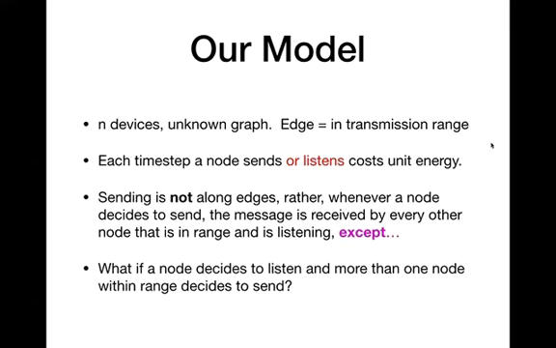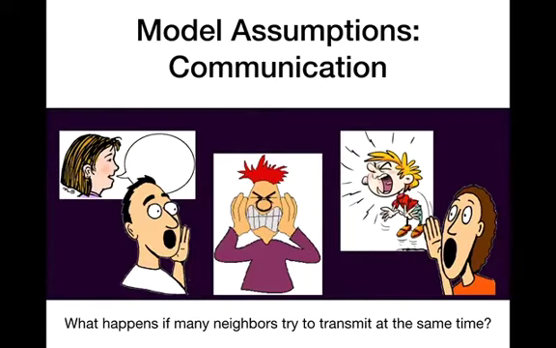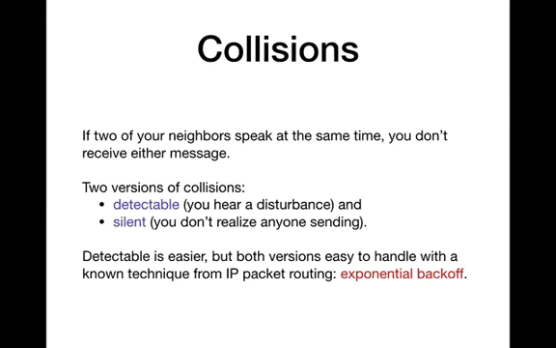Except, what happens if a node decides to listen and more than one node within range decides to send? Okay, so this is like when lots of people are trying to talk to you at the same time and you can't hear anything because there's too much noise. So if two of your neighbors try to speak at the same time, you don't hear either message.